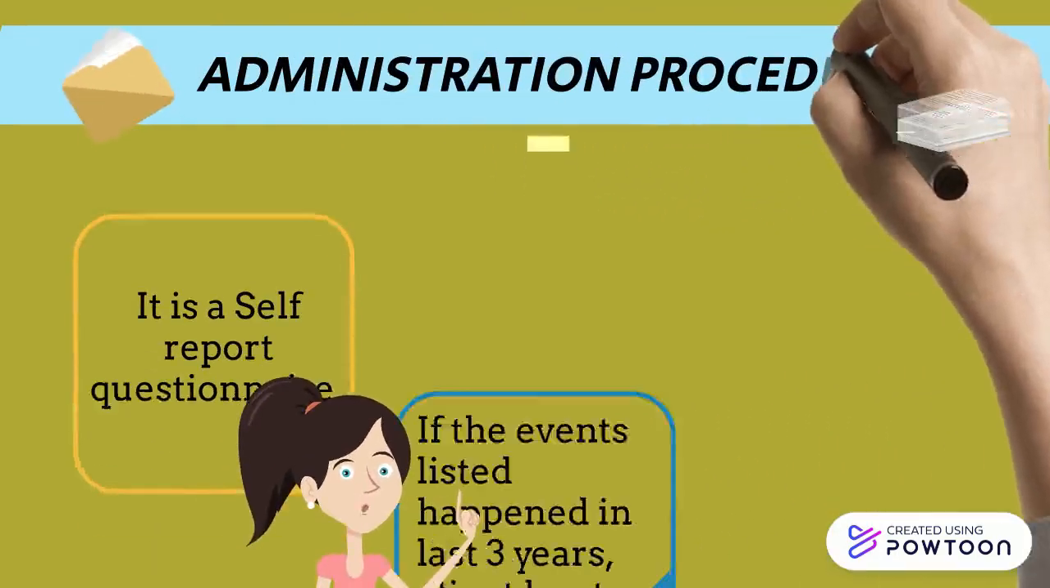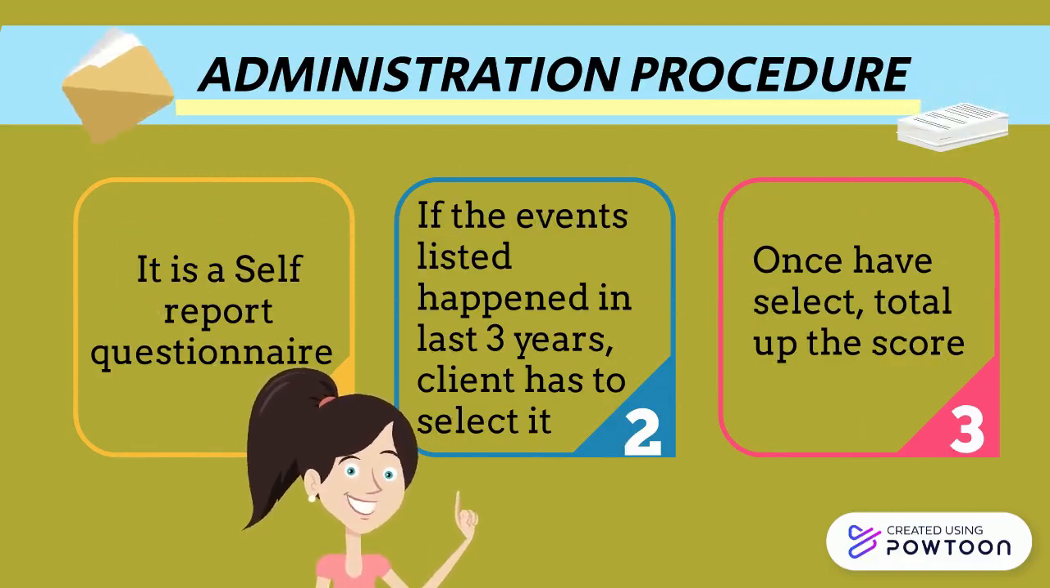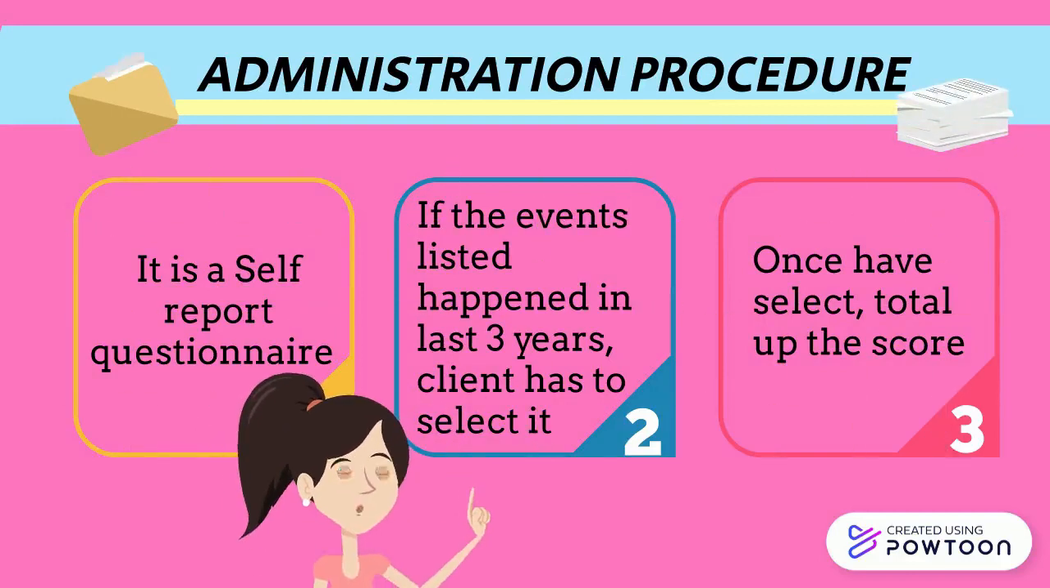Administration procedure. It is a self-report questionnaire, so the questionnaire must be answered by the client themselves. If the event listed happened in the last 3 years, the client has to select it. Once they have selected the events, the examiner should total up the score.